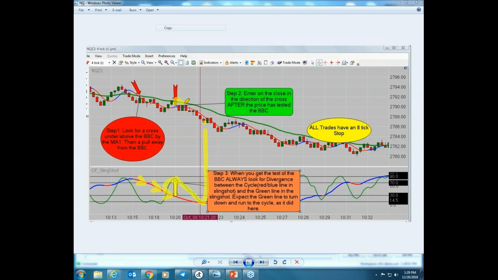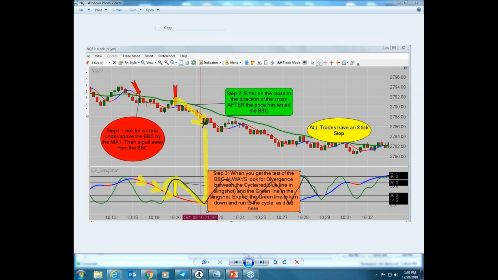So what we expect to happen is the market to make a new pivot low, and it's at that point we're going to close it out. Because what we expect is the green line to do this: pull away, close the gap. Pull away, close the gap.